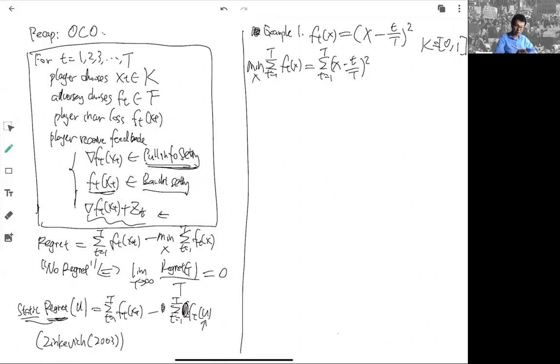To do that, we can simply take the derivative and set it to 0, observing that this is a strongly convex function, so we'll get a unique minimizer. The gradient is equal to the sum of 2 times x minus t over T. Setting this to 0 will give us x equal to 1 over 2T, 2 times 1 plus 2 plus 3 up to 2T, right?